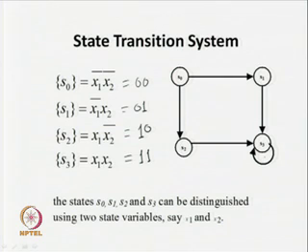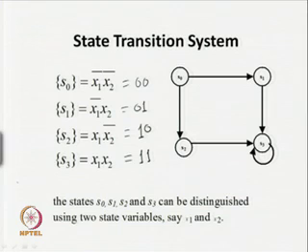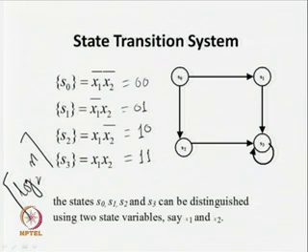So, we need at least 2 state variables to represent those 4 states. And already I have mentioned that in general, if I have n different states, then we need log n to the base 2 number of variables, taking the ceiling of that value. That is the minimum number of variables that we need to represent the different states uniquely.